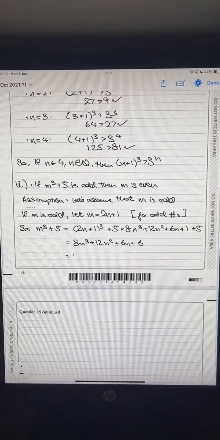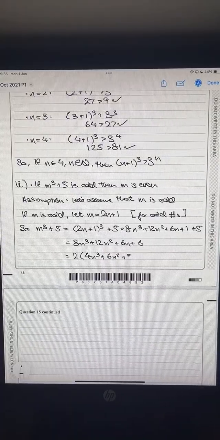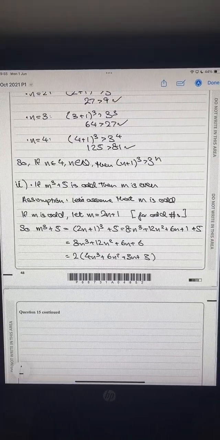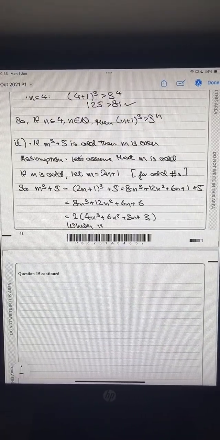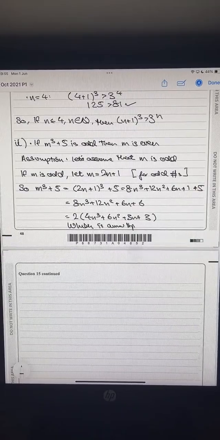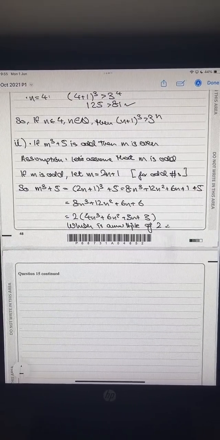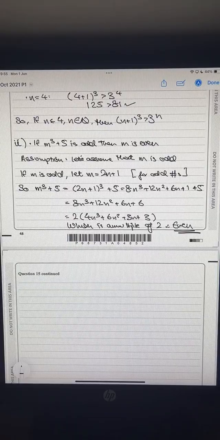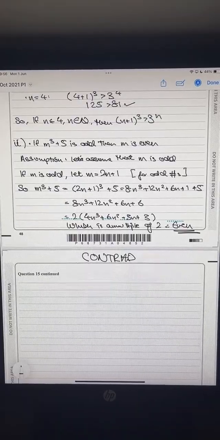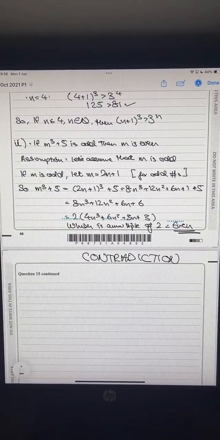So I can factorize out a 2 here. So then I have 4n cubed plus 6n squared plus 3n plus 3. And then this is a multiple of 2, therefore even. You need to show that it's even, and you need to show you understand that it's even. So therefore, this is a contradiction. Cool, we found our contradiction.